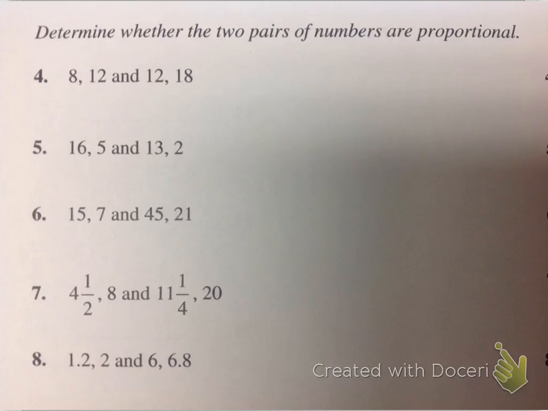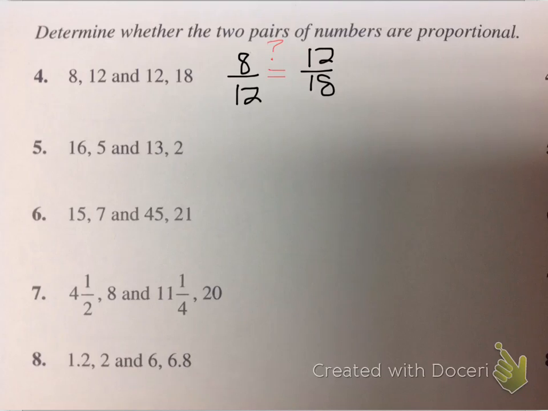So here in the first problem, if we rewrite these as 8 to 12 and 12 to 18, we are asked, are the two pairs of numbers proportional? So the big question is, are they equal to one another? So what we have to do is look at their cross products.